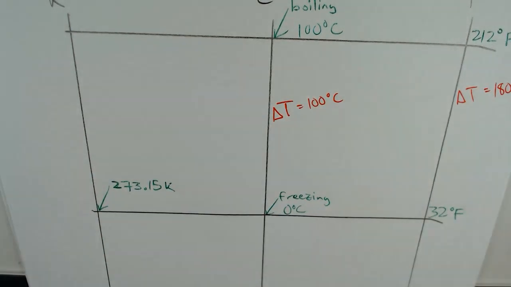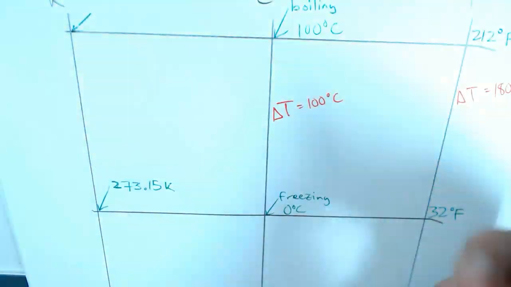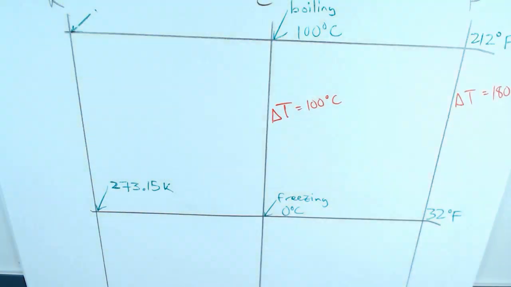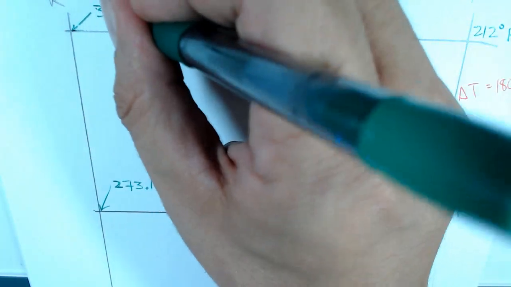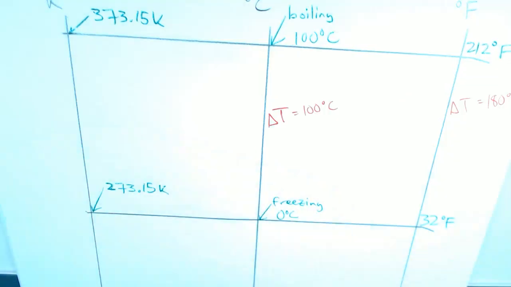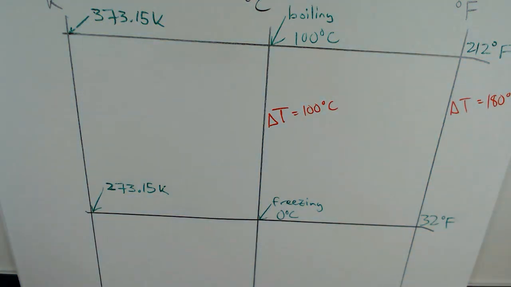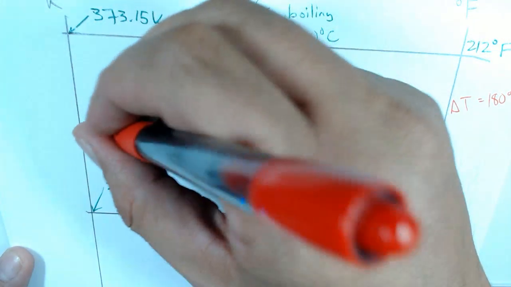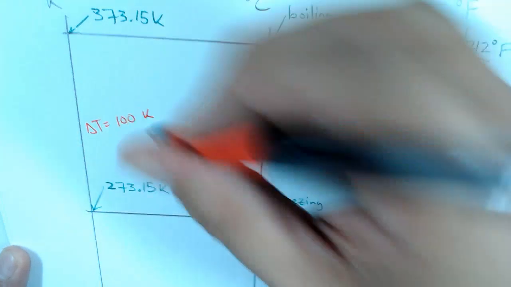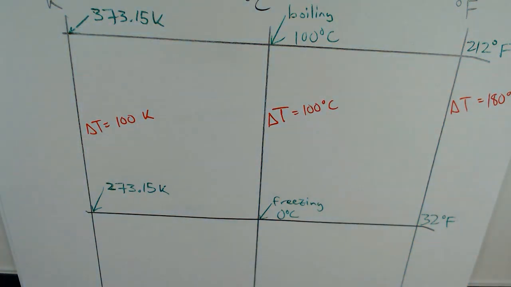Does Kelvin go to absolute 0? We do have an absolute 0, yeah. I'm going to talk about that in a moment. We have here now, what's this brand new pen? 373.15 Kelvin. So notice how the difference there is also 100. We don't use the degree symbol there, we just say 100 Kelvin.